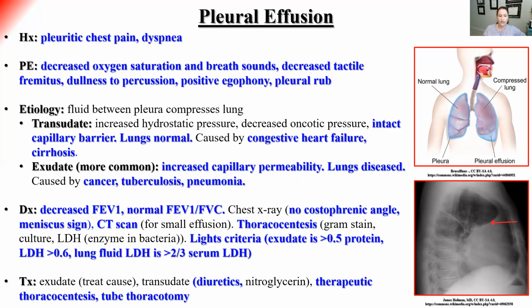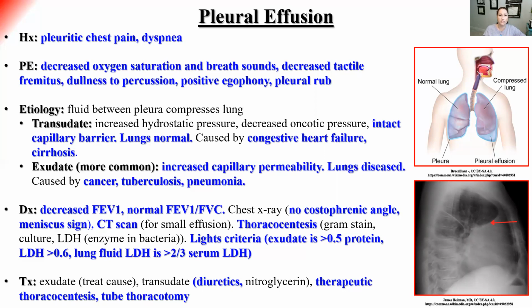On chest x-ray, they're going to have an absence of a costophrenic angle. Remember that area where the diaphragm comes down? All of the fluid will collect in that area. So they'll have no costophrenic angle, and then the meniscus sign where you see that fluid kind of settling out. If you don't see this on x-ray, you can order a CT, which can detect much smaller effusions.